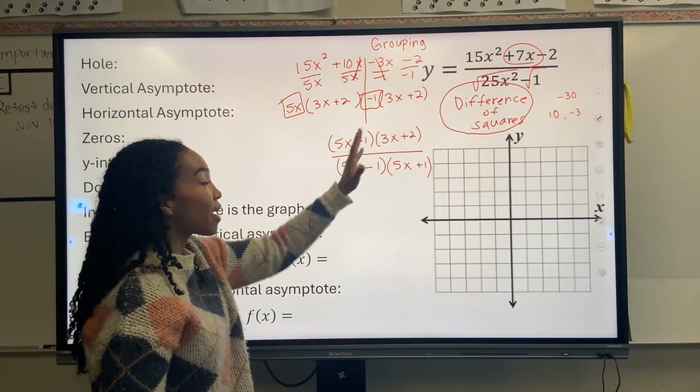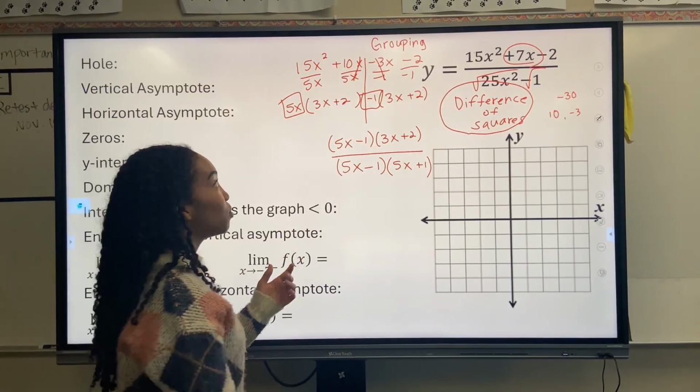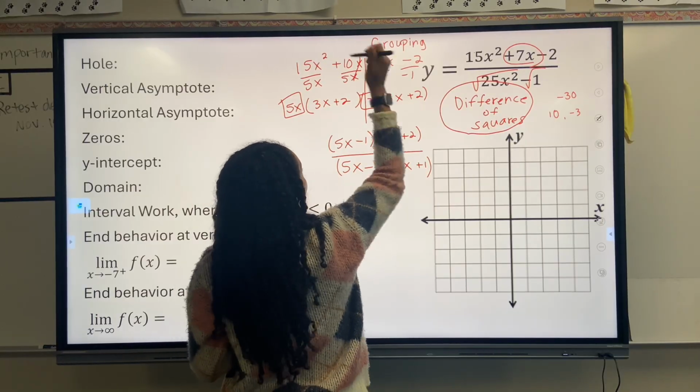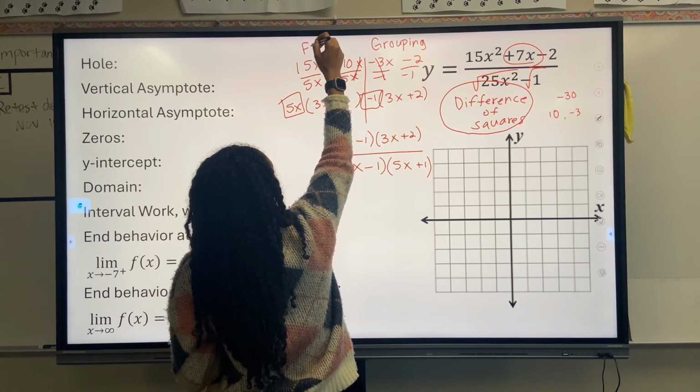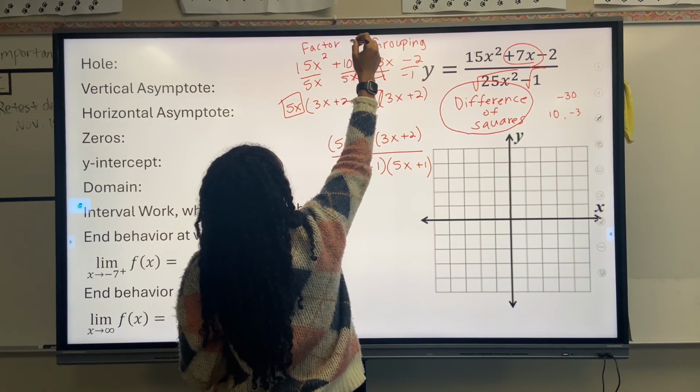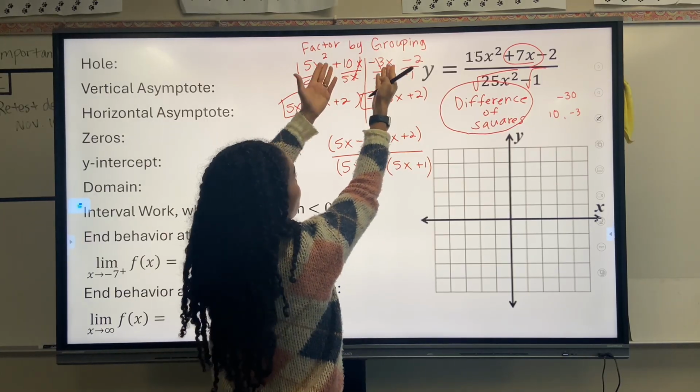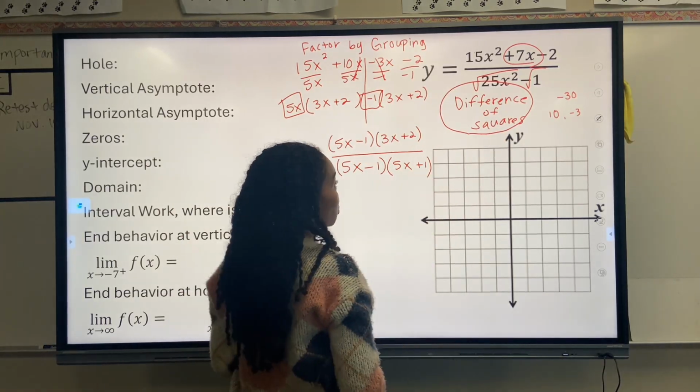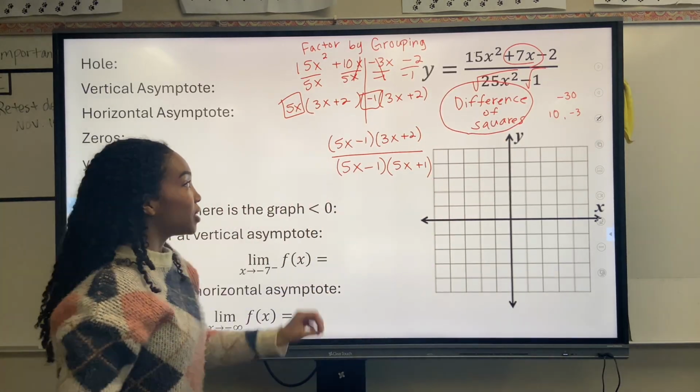If you're unclear on how to factor these types of trinomials and binomials, these quadratics, you need to Google and learn factoring. This is called factoring by grouping, and this is called a difference of squares. Okay, so this is how you factor it.